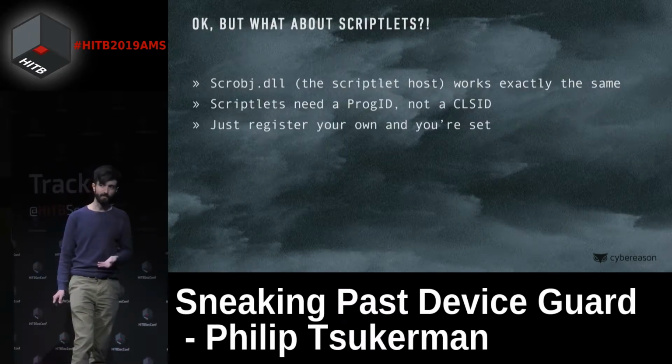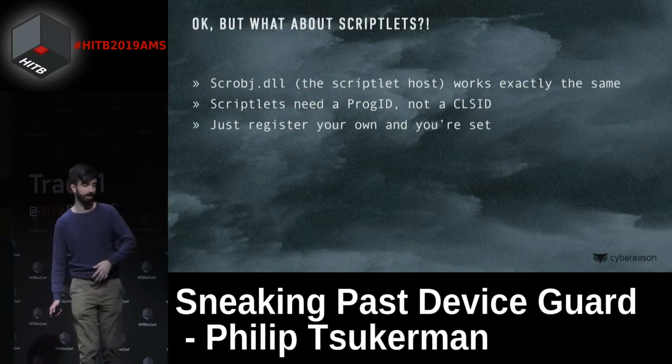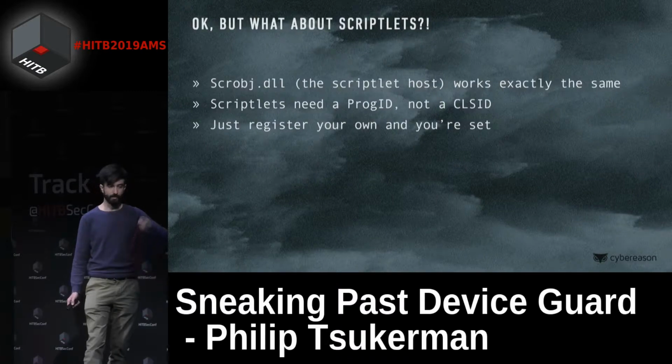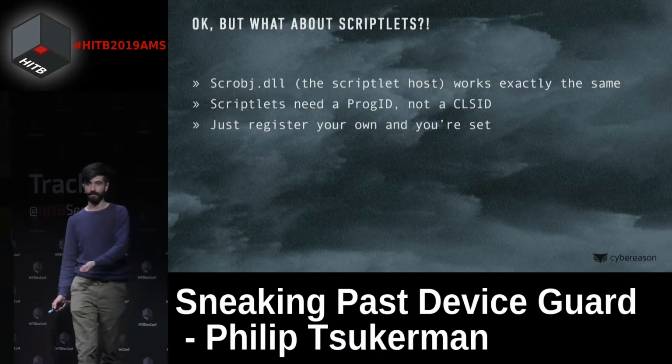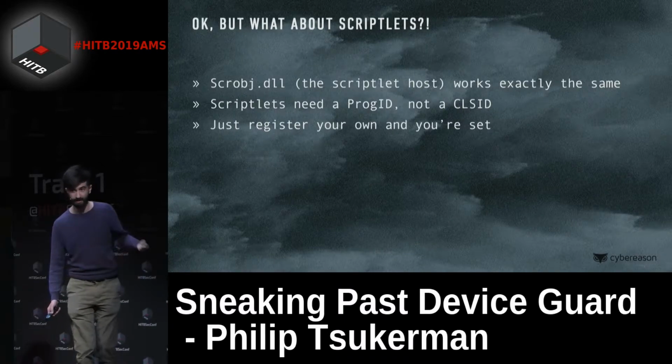And this problem also exists not only with CScript, but also with strobj.dll. So it also gives you just the pointer to the isClassAllowed function, but you can't provide it with a class ID. You have to provide it with a friendly name, a prog ID.